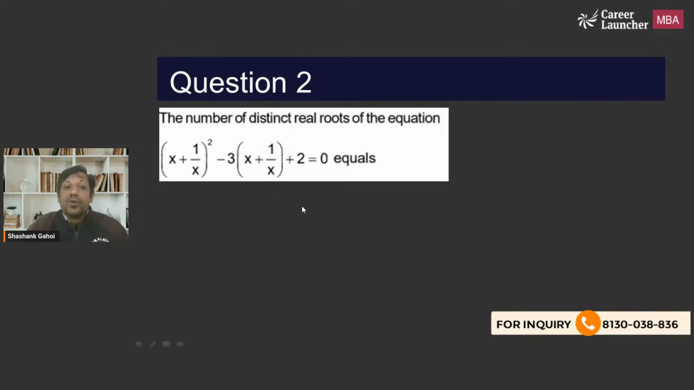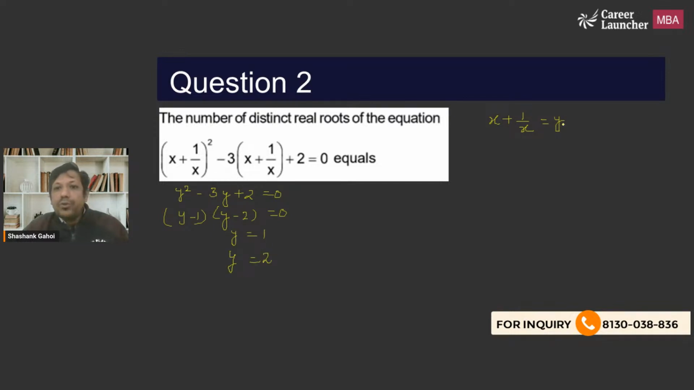Now, this is the question. What does it say? It says something is given, and the question asks how many distinct real roots of this equation are possible, right? So what I'm going to do is assume that x plus 1 upon x is equal to y. I'm going to plug y over here. So, y square minus 3y plus 2 is equal to 0. So, it says (y minus 1) into (y minus 2) is equal to 0. So from here, I can say y is equal to either 1 or 2.